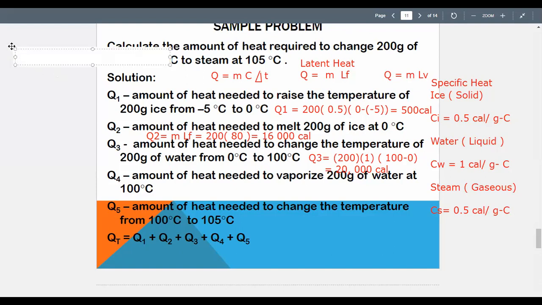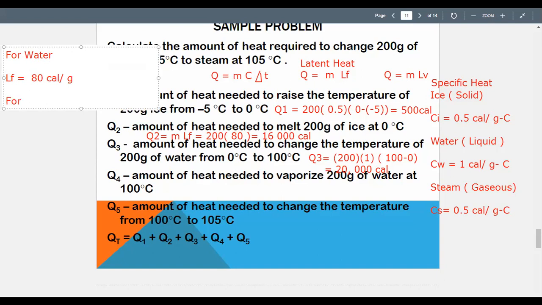So again, for water, the L_F value or latent heat of fusion is 80 calories for every gram of water. For steam, for boiling water, so for changing water into steam, the L_V value, which we call the latent heat of vaporization, is 540 calories per gram of our substance.